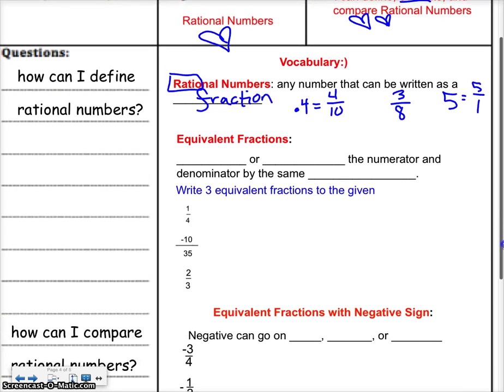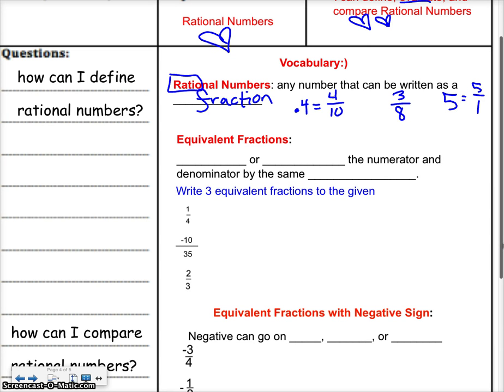So now that we're talking about fractions, we need to know how to work with fractions. We dealt with it yesterday when we were simplifying fractions. Now we're going to identify equivalent fractions. Equivalent fractions, let's see, you can multiply or divide the numerator and denominator by the same integer. Notice I wrote integer. Integer doesn't just mean a positive number. Integer means it can either be positive or negative.